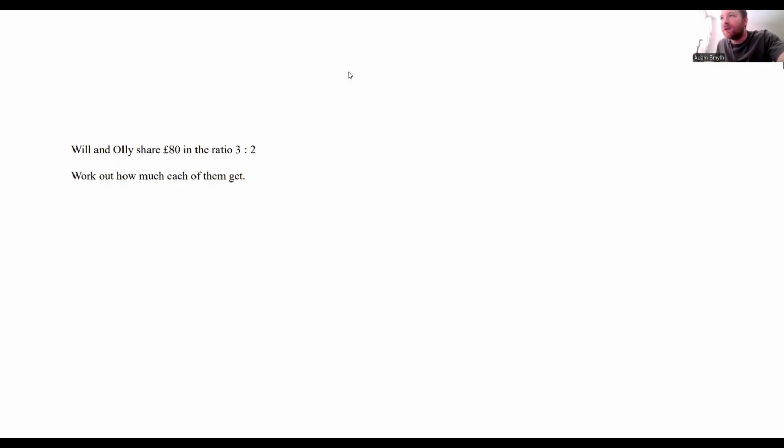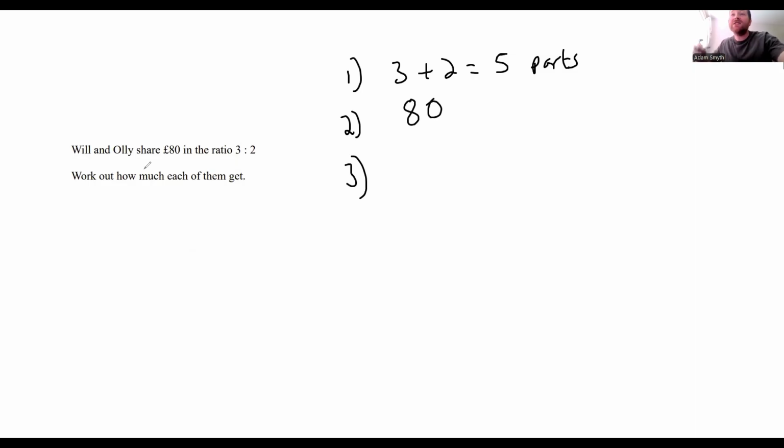So with this one, we've got 3 steps. There's lots of different ways to do this. This is just the way I prefer to teach things. So the first step is to add the ratio parts. So we're going to do 3 plus 2 and we're going to get 5. Now, what does that 5 represent? It means that there are 5 parts. Okay. Then you're going to take what you are splitting. So we're sharing the £80. So £80 divided by the 5 parts, and that's going to get us £16. Now, £16 is worth 1 part. Does that make sense? Because if we've got 5 parts, and they're all 16, 5 times 16 gets us the 80. That makes sense.